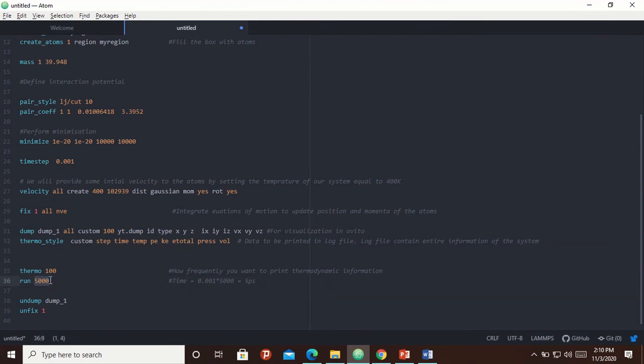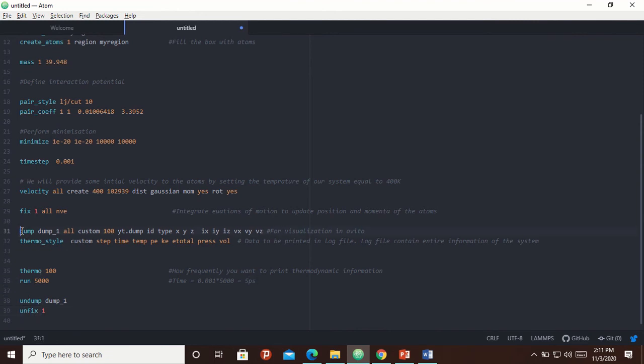Run 5000 defines the time for which the simulation will run. It is equal to the time step I have defined here, 0.001, multiplied by the number of steps, 5000, so it comes to 5 picoseconds. My simulation is going to run for a time period of 5 picoseconds, and after that I will undump and I will unfix.